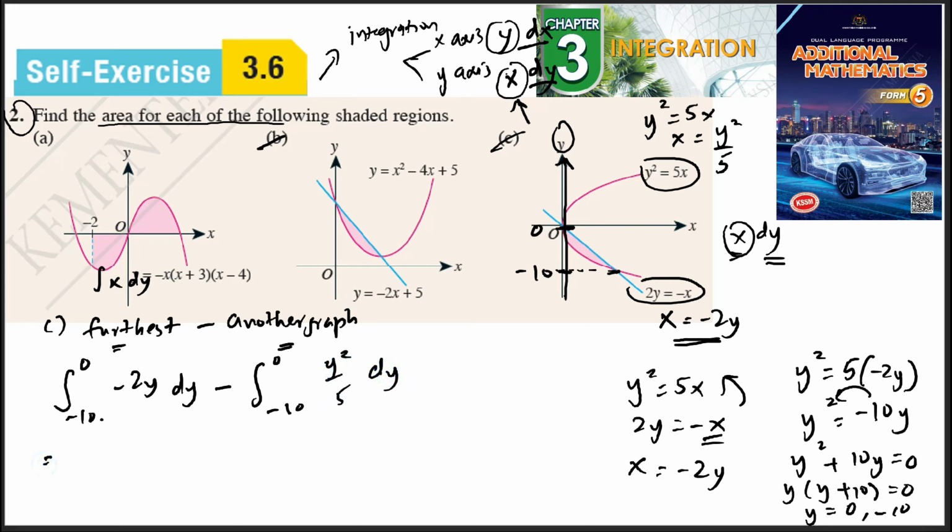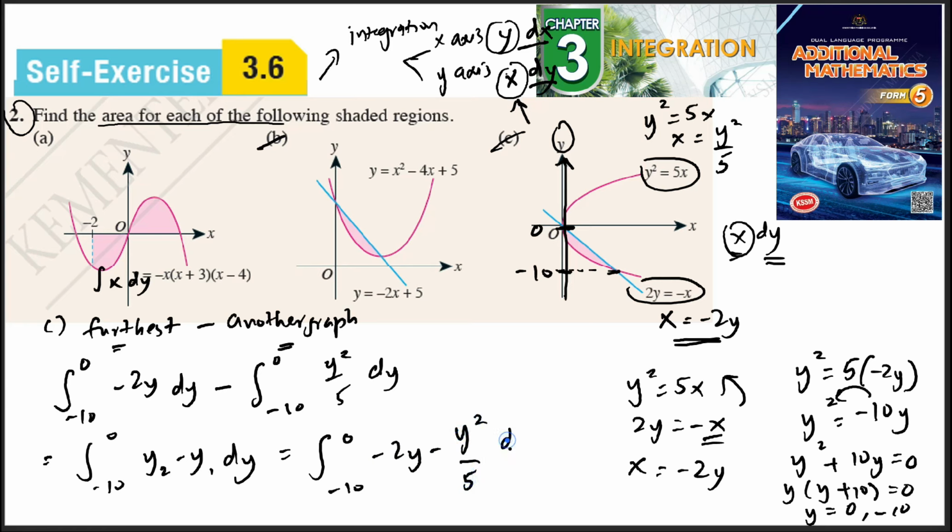And the easier way should be to combine. I showed you in B. To combine is easier because it's the same, negative 10 to 0. So you just do y2 minus y1 dy. So from negative 10 to 0, negative 2y minus y square over 5 dy.